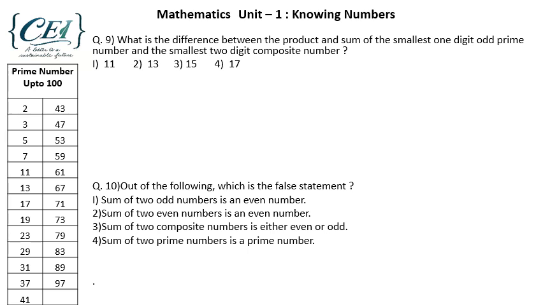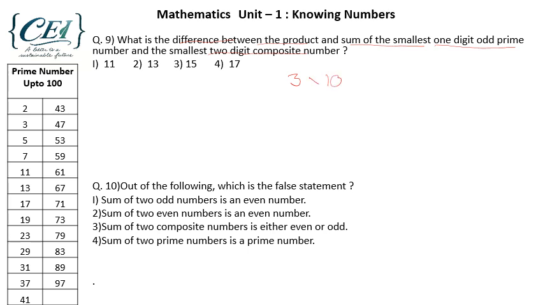Let us solve the first problem. What is the difference between the product and sum of the smallest one-digit odd prime number and the smallest two-digit composite number? So which is the smallest one-digit odd prime number? It is 3. And the smallest two-digit composite number is 10.